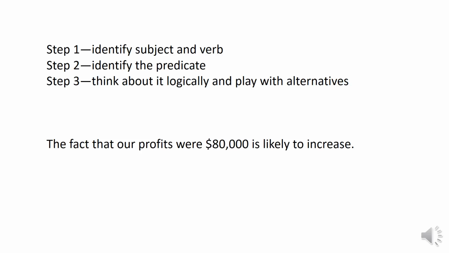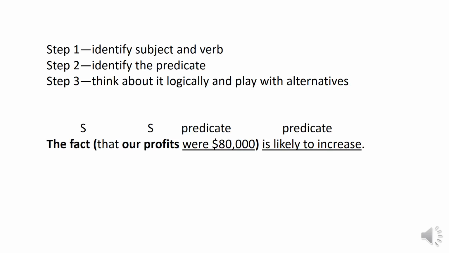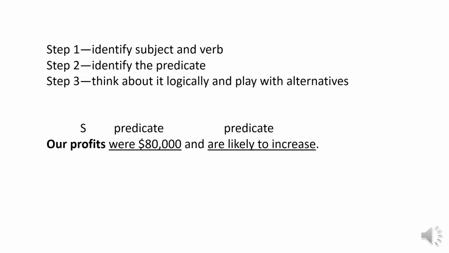Try it again, and watch out for 2 or more subjects and predicates. Pause the video. You have 2 sets of subject and predicate. The fact goes with is likely to increase, while our profits goes with $80,000. Okay, I could see how our profits are $80,000, but is a fact likely to increase? What exactly is likely to increase? See if you can revise this. This makes much more sense. It's the profits that are more likely to increase, not the fact.